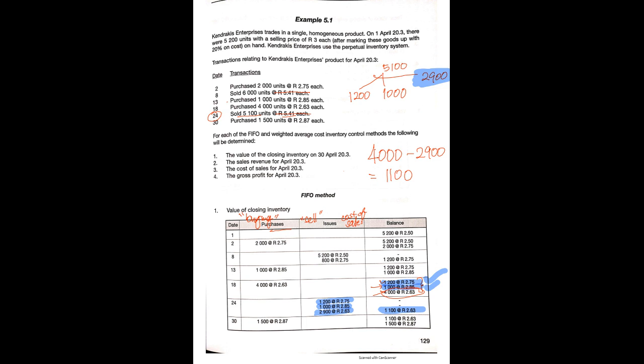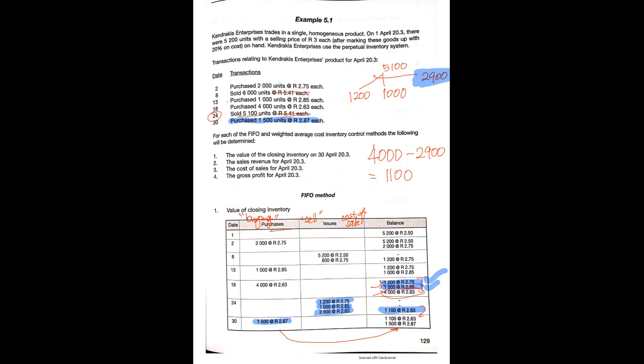And then on the 30th, we have the last transaction, which says that you purchased another 1,500 units at 2.87. So purchases go into the purchases column. So exactly as you saw, 1,500 at 2.87, and now in your balance column, it will be the 1,100 that was already remaining from the previous transaction. So 1,100 at 2.63. And you're also going to bring in the newly purchased 1,500 units at 2 Rand 87. So that's it for your transactions.